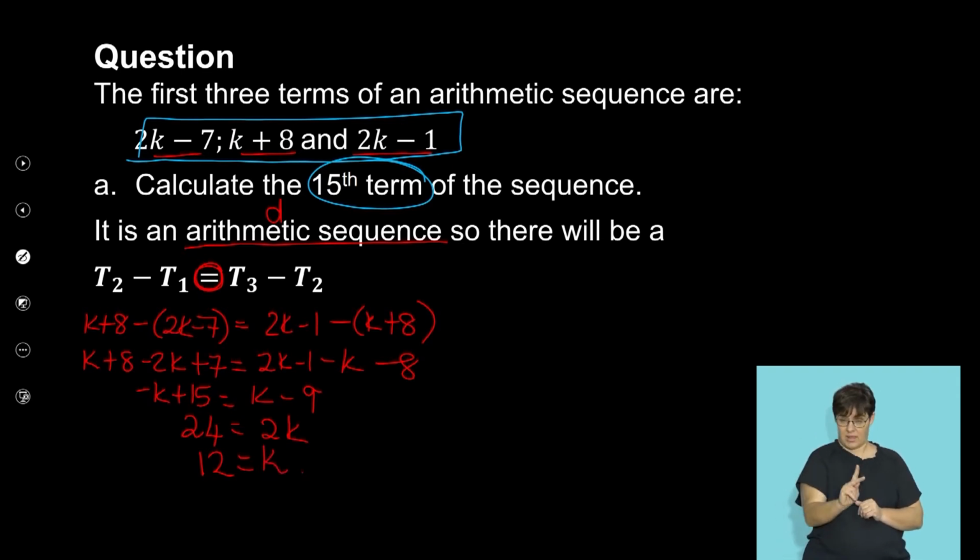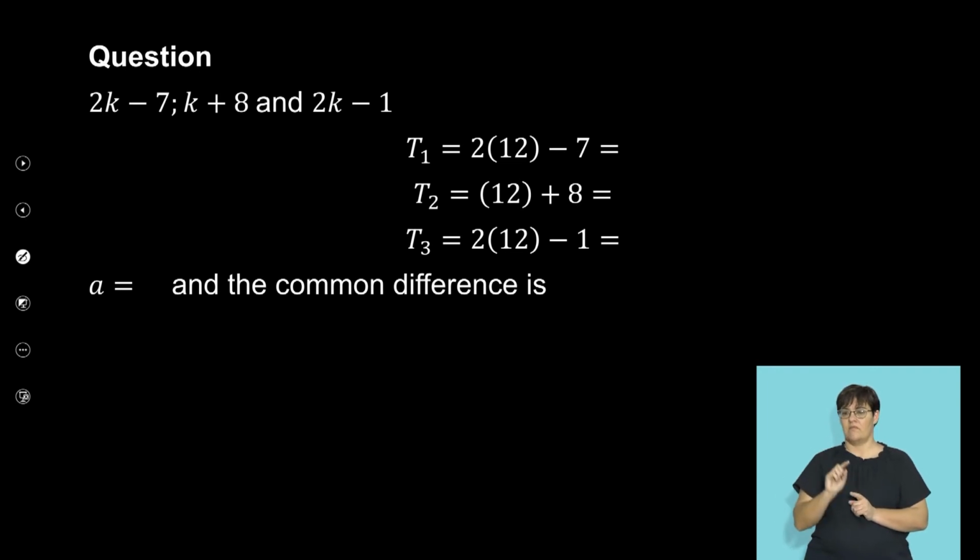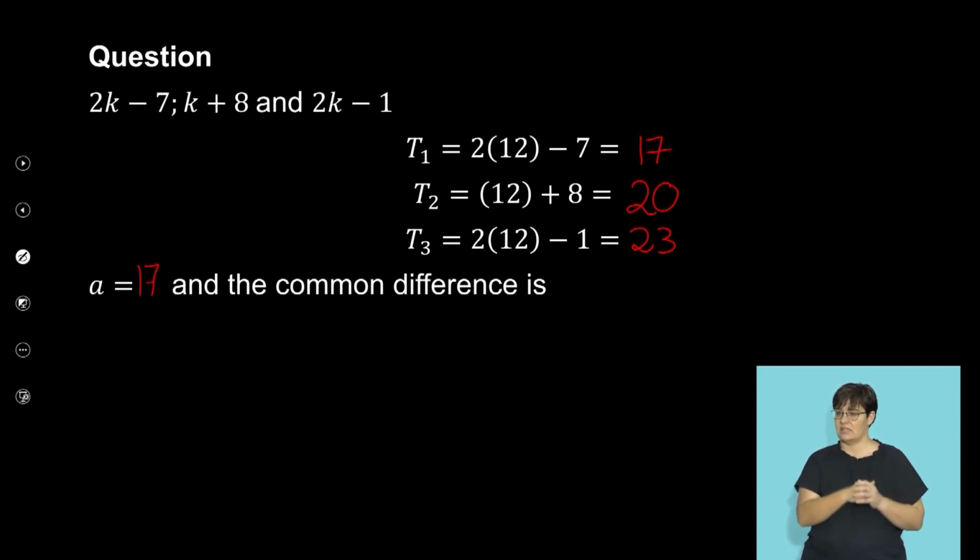Great. So now that I know what k is, I can substitute that in to my first 3 terms, to actually find the values of them. So 2 times 12 is 24. 24 minus 7 will give me a first value of 17. 12 plus 8 will give me a next term value of 20. And then 2 times 12 minus 1 gives me a term 3 value of 23. So in this case, I can see that A is 17, and the common difference is positive 3, because each of these terms increase by 3 as the terms go on.